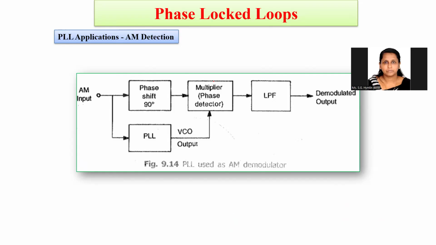The output of the multiplier contains both the sum and difference signals. The low pass filter allows only the low frequency component, that is the message signal frequency. Since the PLL tracks the carrier frequency so that the VCO output has the same frequency as the carrier, you will get the same demodulated output frequency.